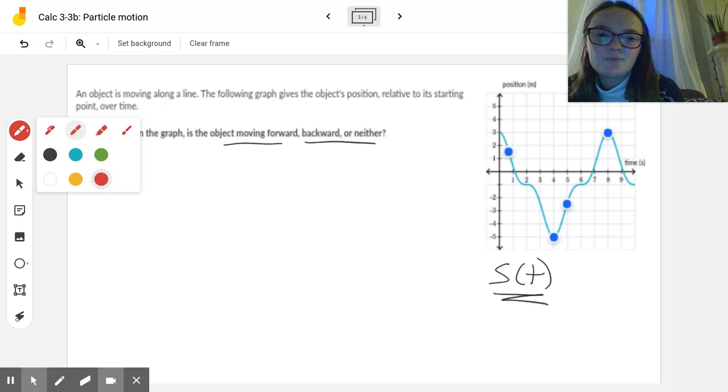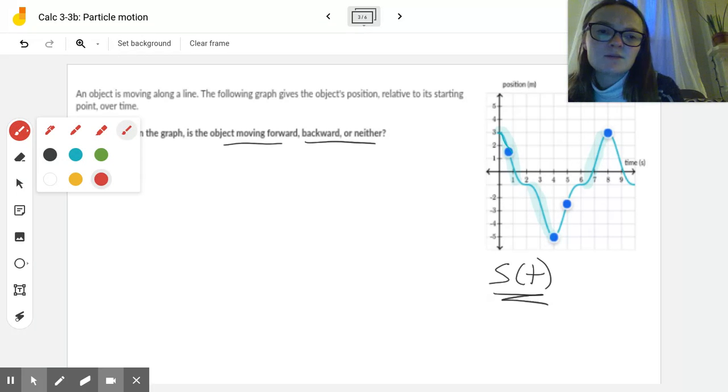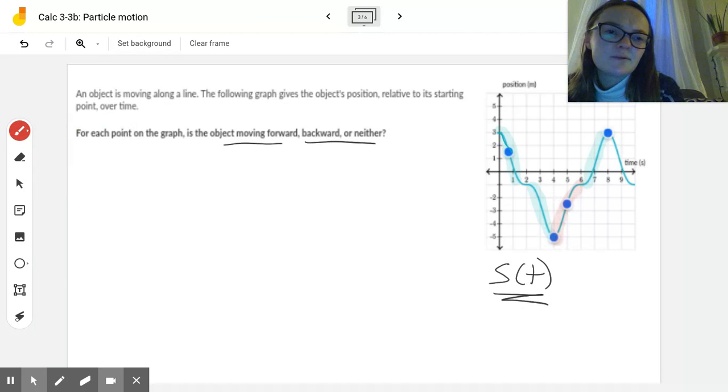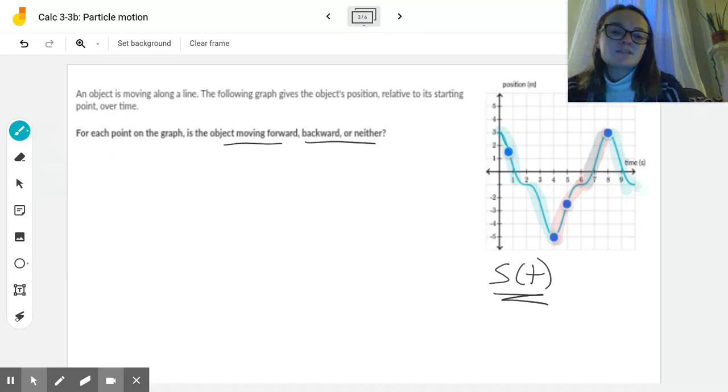All right, at this first point here, I'm just going to go through. I have negative slope, negative slope, negative slope, negative slope, negative slope. And the rest is going to be positive slope. Positive and negative.